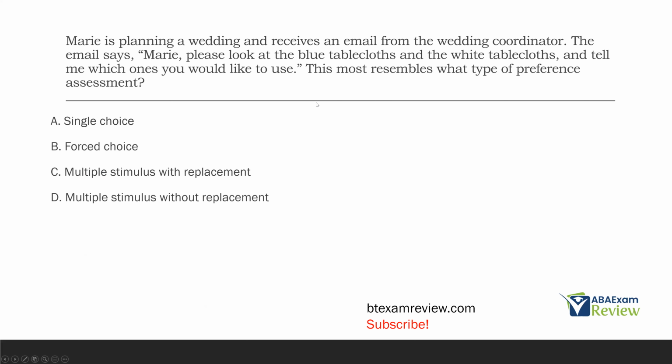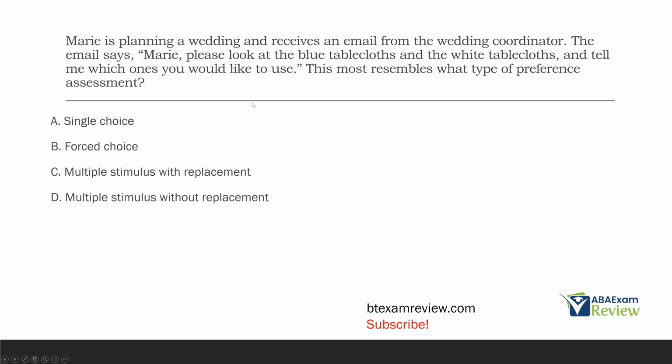Marie is planning a wedding and receives an email from the wedding coordinator. The email says, Marie, please look at the blue tablecloths and white tablecloths and tell me which ones you would like to use. This most resembles what type of preference assessment? On the exam, they're going to give you bits and pieces of maybe what an intervention might look like. You've got to pick the best answer. Don't go in expecting to get perfect descriptions every time. You have to pick the best. That's why it says most resembles or most is like or the best answer, right?